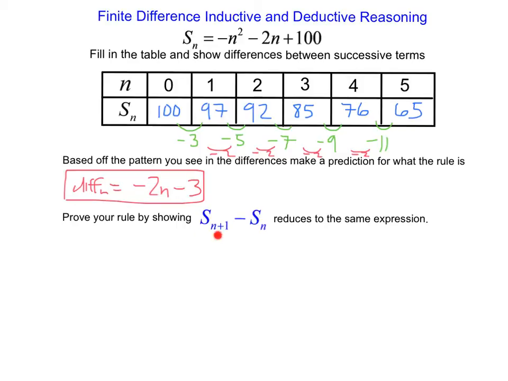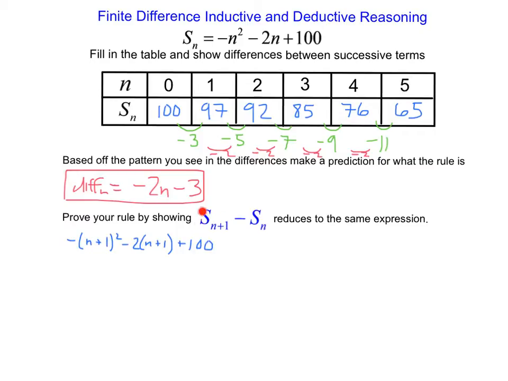We're going to want to prove that. So the next term, remember we're doing differences. The next term is s of n plus 1. So like that would be the 97, minus s of n, that would be the 100. That's how we're getting the negative in this case. And what we're going to do is write out our expression up here, but we're going to replace wherever we see n, we're going to replace with n plus 1.